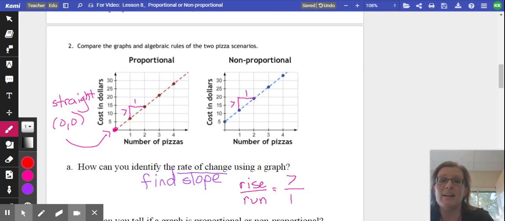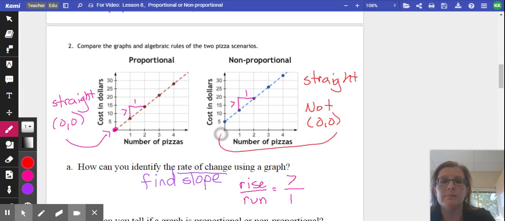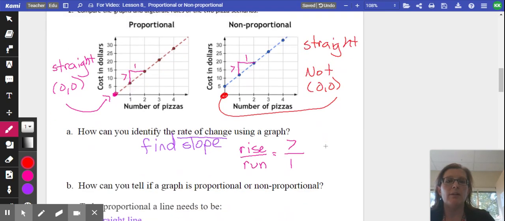But my delivery relationship is not proportional. It is a straight line, but it does not go through point 0, 0. That's why it is not a proportional relationship from the graph. So from a graph, you can tell if it is proportional if it is a straight line and it goes through point 0, 0. It goes through the origin.